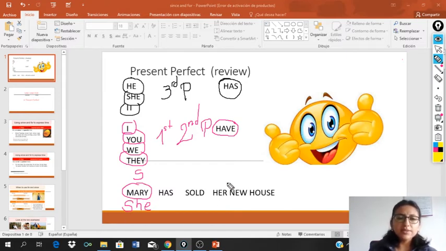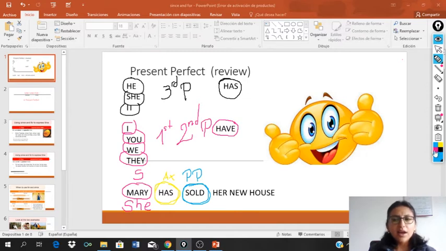The next, can you tell me what is the auxiliary? Okay, very good. Has is the auxiliary. This is the auxiliary for present perfect. And what is the verb? Okay, very good. The verb is sold. But is this verb in present, past, or past participle? Okay, the verb is in past participle.